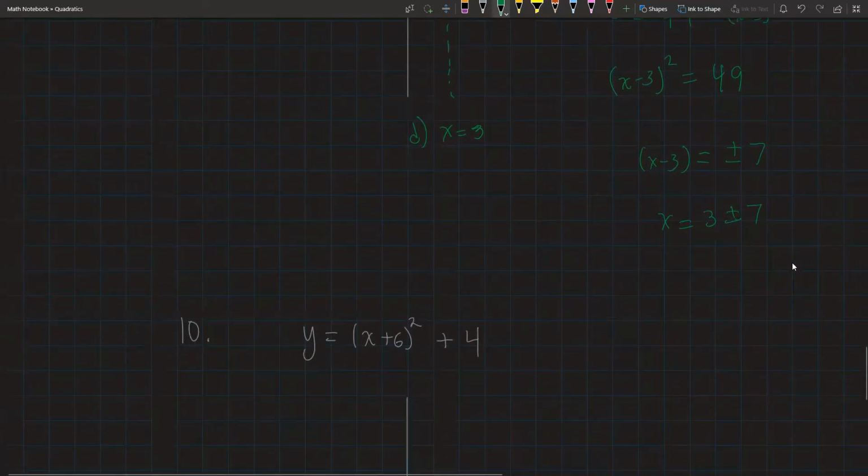And therefore, we know that the 2 points are either going to be, put them here on the side, either going to be a 3 plus 7, which is 10, 0. Don't forget the y value is always 0 for these. And we have 3 minus 7, which is negative 4, comma.